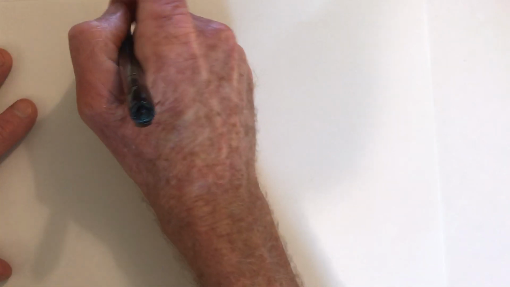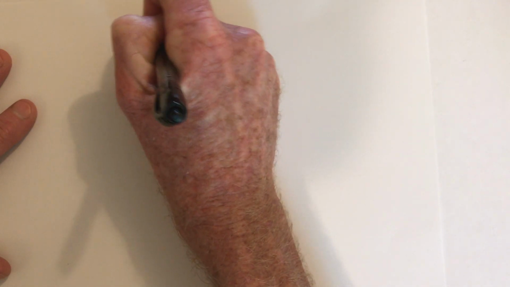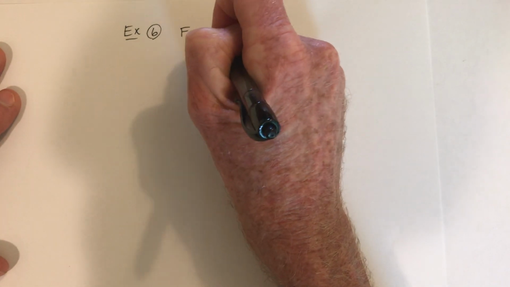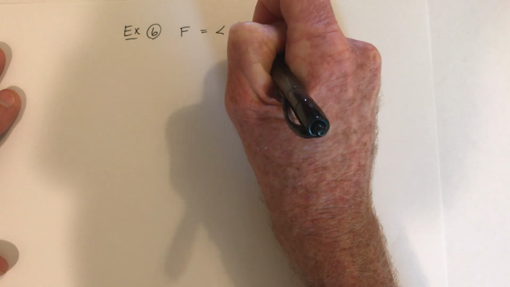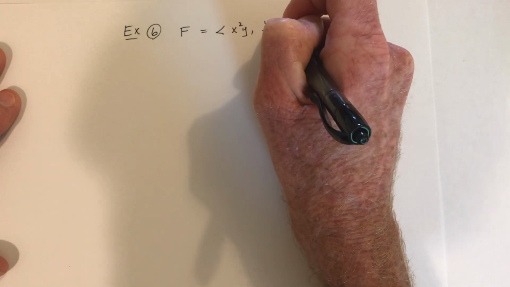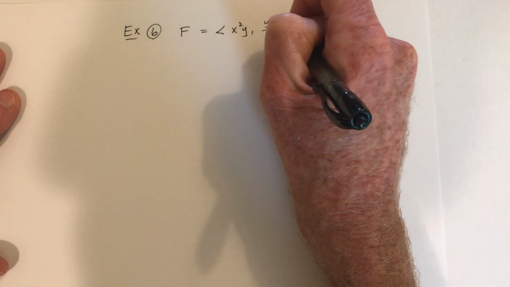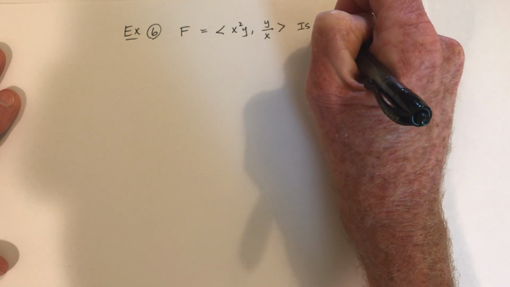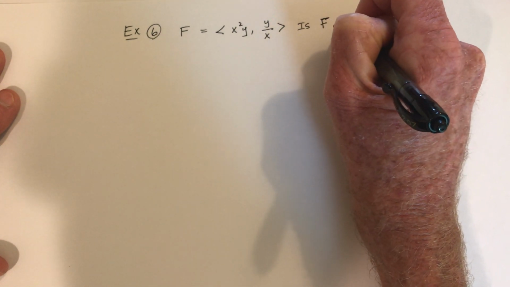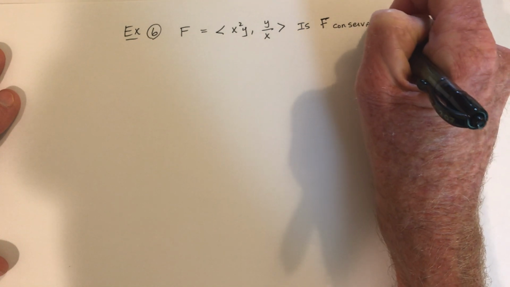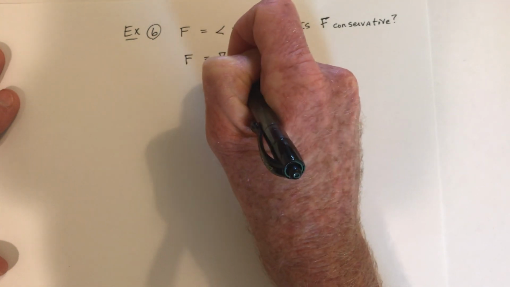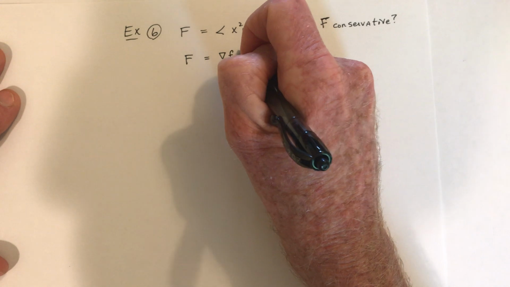Okay, one last one. Example number 6. So F is going to be the vector field, and F is equal to x squared times y, and y divided by x. Is capital F conservative? In other words, does capital F equal the gradient of something? Question.